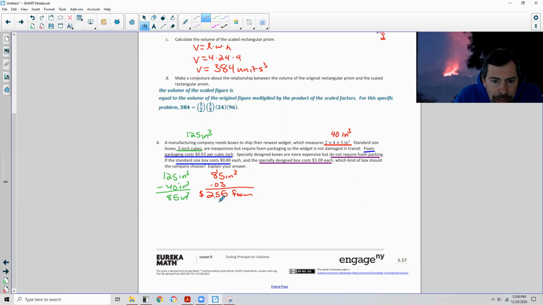The box is 80 cents, so then I need to add 80 cents to the box, and I get $3.35. That is foam plus box. The specially designed box is only $3. So it's 35 cents cheaper than the foam and the regular box. So which box should the company choose? Well, if they want to save money, they should choose the specially designed box.